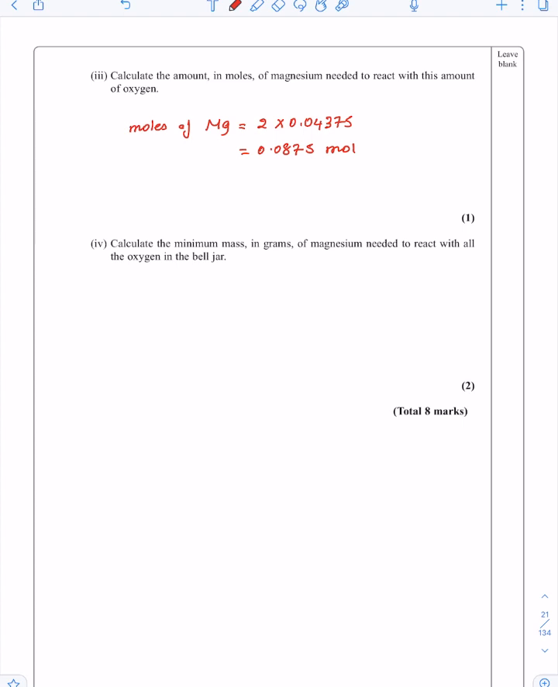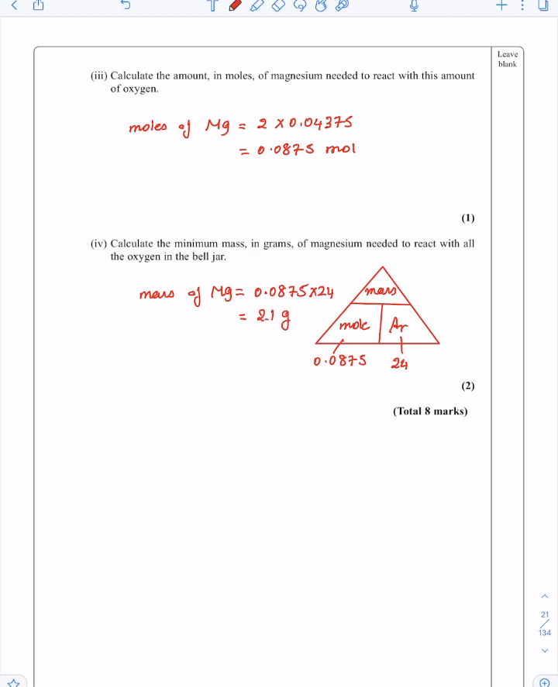IV: calculate the minimum mass in grams of magnesium needed to react with all the oxygen in the bell jar. Our law says moles is equal to mass over Mr, or here it will be Ar, because magnesium is a metal made of atoms. So moles is equal to mass over Ar. The moles I have is 0.0875 and the atomic mass of magnesium in the periodic table is 24. So the mass of magnesium is equal to 0.0875 times 24. The answer will be 2.1 gram.